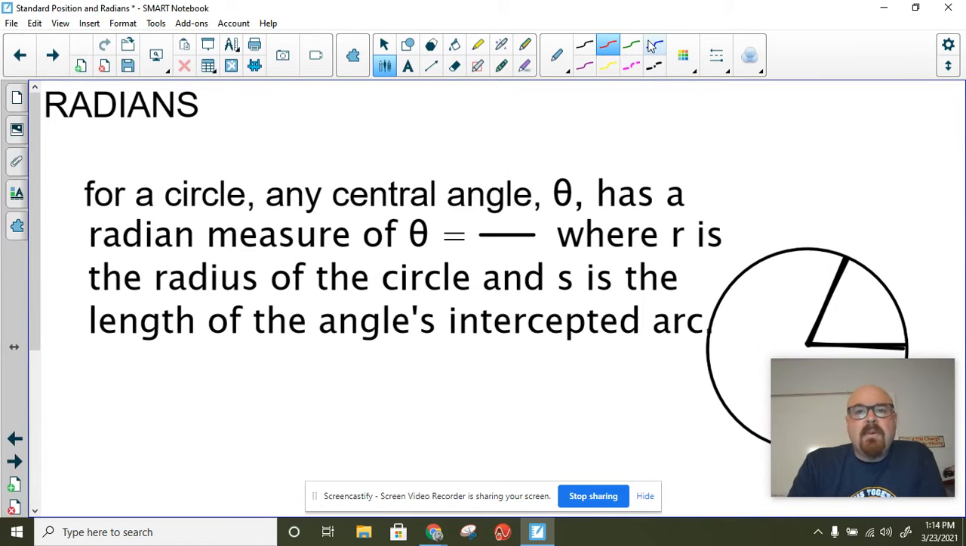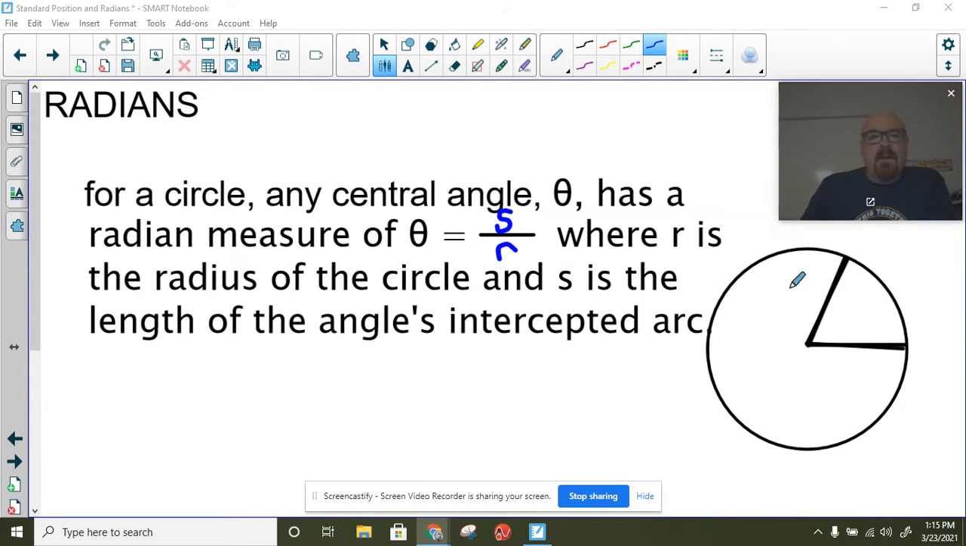All right, so as far as this new system for measuring angles, radians, right? The textbook definition for what a radian is: any angle theta has a radian measurement of theta equals S over R, where R is the radius of the circle and S is the intercepted arc.